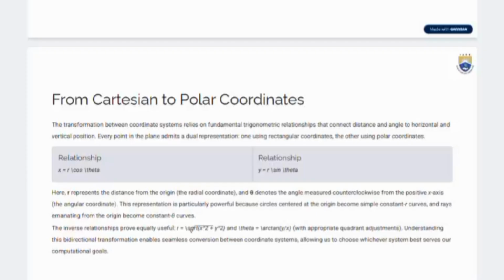The inverse relationship proves equally useful: r equals the square root of x squared plus y squared, and theta equals arctan of y over x. Understanding the transformation enables seamless conversion between coordinate systems, allowing us to choose whichever system best serves our goals.